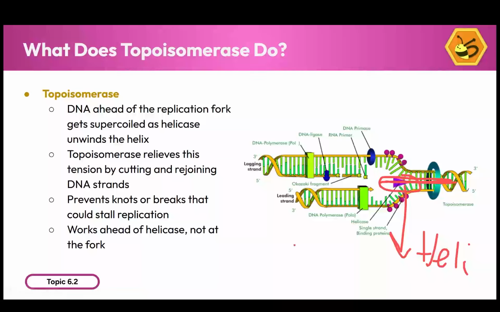It's going to be like, what enzyme splits the DNA and forms the replication fork? Answer will be helicase. What enzyme relaxes supercoiling? You're going to know that's topoisomerase. So it's just that.